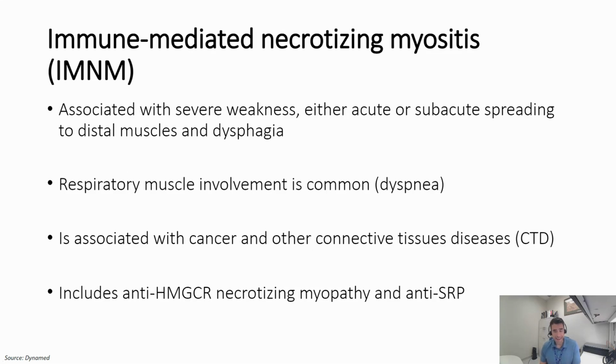Immune mediated necrotizing myositis is associated with severe weakness, can be either acute or subacute, spreading to the distal muscles, and dysphagia. Respiratory muscle involvement is common in these patients, so that would be dyspnea. It is associated with cancer and other connective tissue diseases. The autoantibodies that tend to be associated with IMNM would be HMG-CR and anti-SRP.